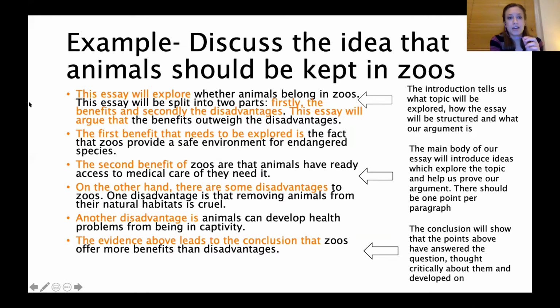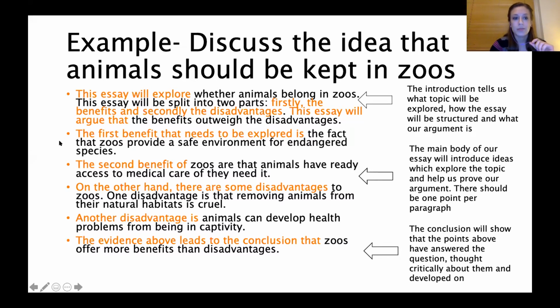So suppose we have an essay which is: discuss the idea that animals should be kept in zoos. Starting with the introduction, we could have something like, this essay will explore whether animals belong in zoos. The essay will be split into 2 parts. Firstly, the benefits, and secondly, the disadvantages. And this essay will argue that the benefits outweigh the disadvantages. So here, what's written in orange is examples of signposting. So just very clear statements about what you're going to do in the essay.